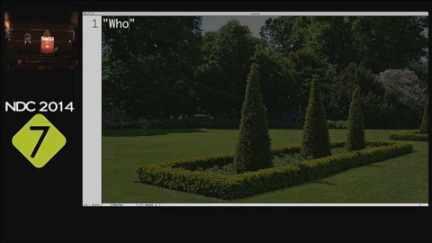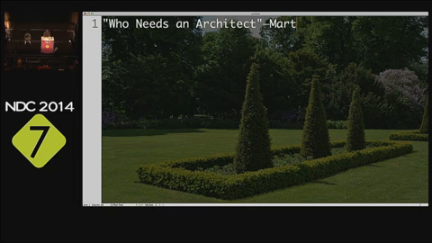Reread it. It's called Who Needs an Architect? This is a very small article by Martin Fowler, and it is a golden article in my opinion. You Google for it, Who Needs an Architect? It's a 3.5-page article. Very easy to read.